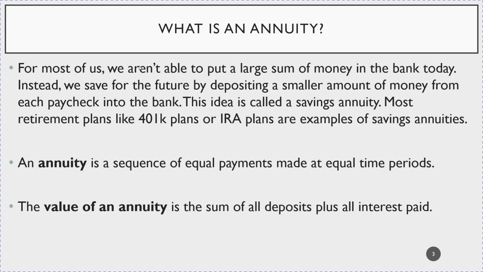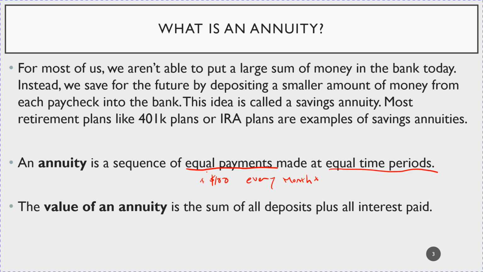Most retirement plans like a 401k or an IRA, an individual retirement account, are examples of savings annuities. An annuity is a sequence of equal payments at equal time periods. For example, $100 every month. Every month you're depositing an equal $100. The total value of the annuity is the sum of all the deposits you make plus all the interest paid.